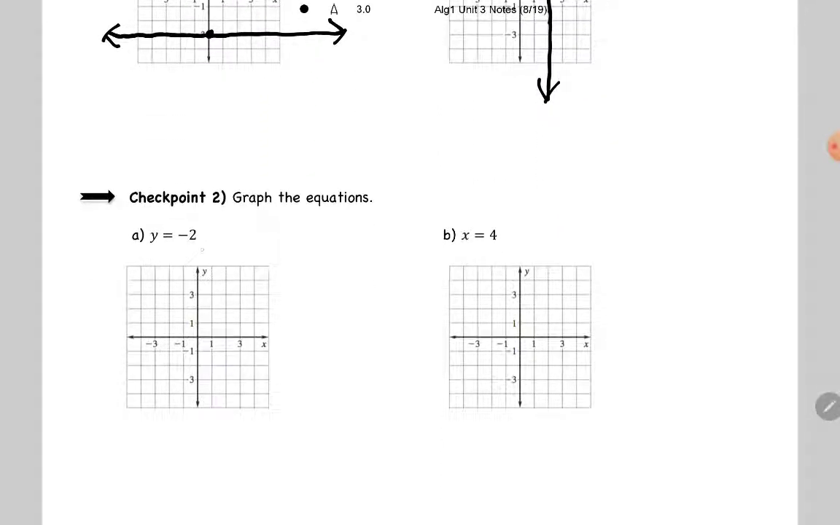Let's do some more. So part A, we have a horizontal line at -2, so I go down 2, make a dot, horizontal line. x equals 4, I go to 4, make a dot, vertical line.